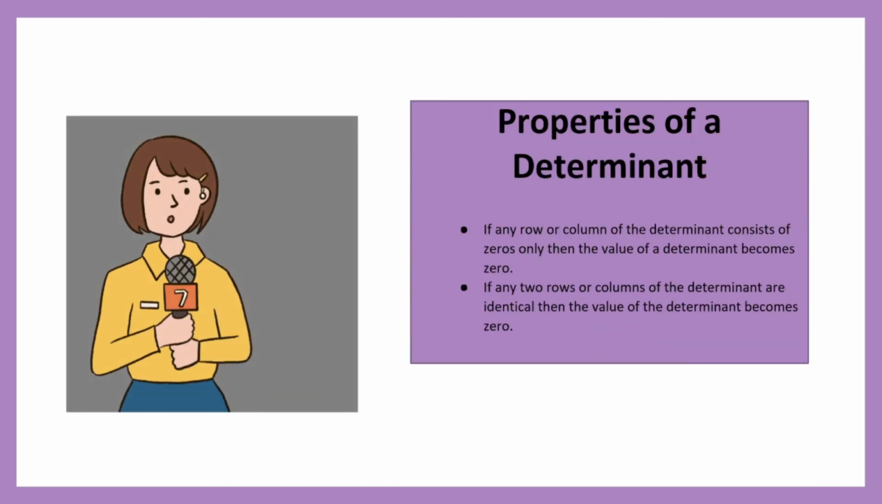Properties of a determinant. First, if any row or column of the determinant consists of zeros only, then the value of the determinant becomes 0. Second, if two rows or columns of the determinant are identical, then the value of the determinant becomes 0. Third, the value of the determinant remains unchanged even if its rows and columns are interchanged.